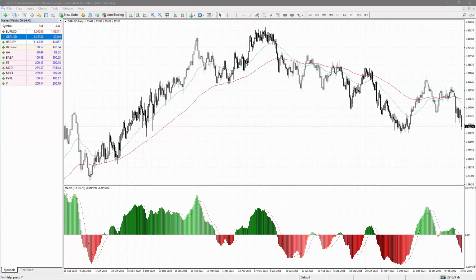This is a simple but effective trading system that can work on the Forex currency market, the American stock market, as well as on commodity markets. In this example, we will analyze several tools: EUR/USD, GBP/USD, USD/JPY, UK Brent, AA Alcoa, BABA Alibaba, FB Facebook, MCD McDonald's, MSFT Microsoft, PYPL PayPal, Visa.